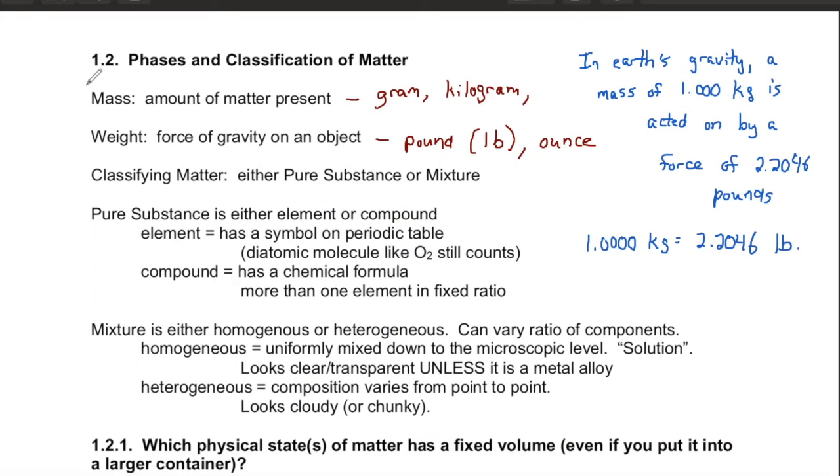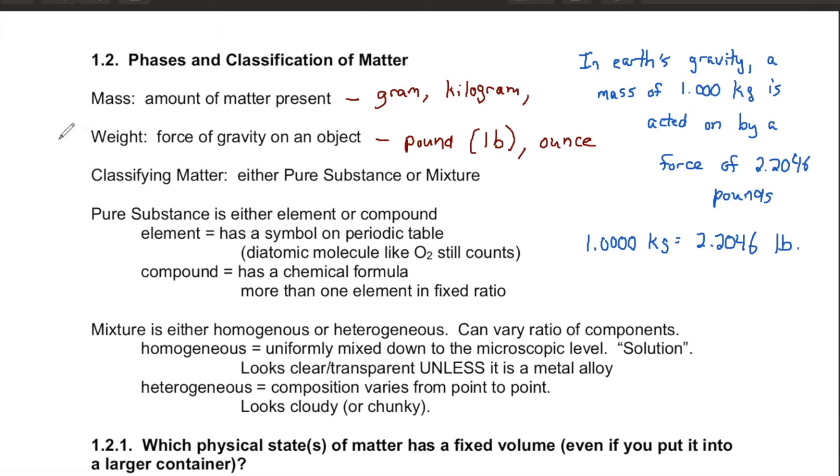Okay, so our textbook at the beginning of section 2 does address the difference between mass and weight. Mass is the amount of matter present, and it does not depend on the gravity or the force that's acting on that mass. So the big difference is that if something goes into space, it can be weightless, but it can't be massless. So weight does depend on the force of gravity of an object.